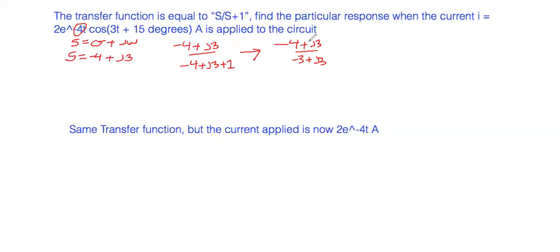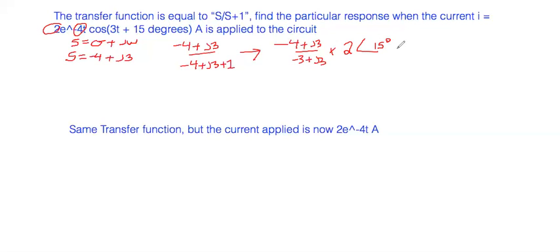The other part, what it needs to be multiplied with, is the magnitude of the original current applied. So our magnitude is right here, 2. And then the phase angle is found right here, the 15 degrees. So 2 angle 15 degrees.